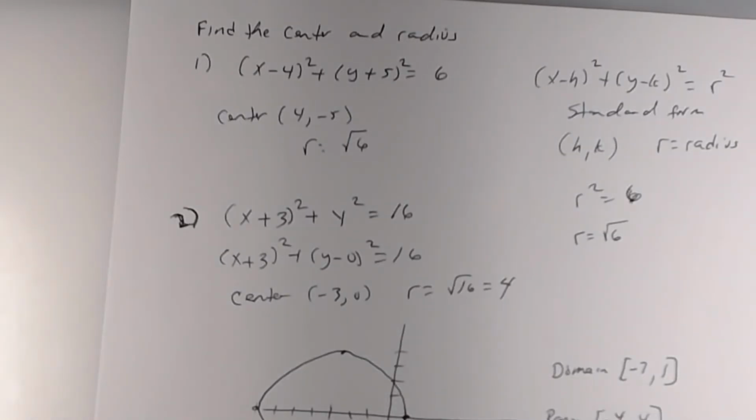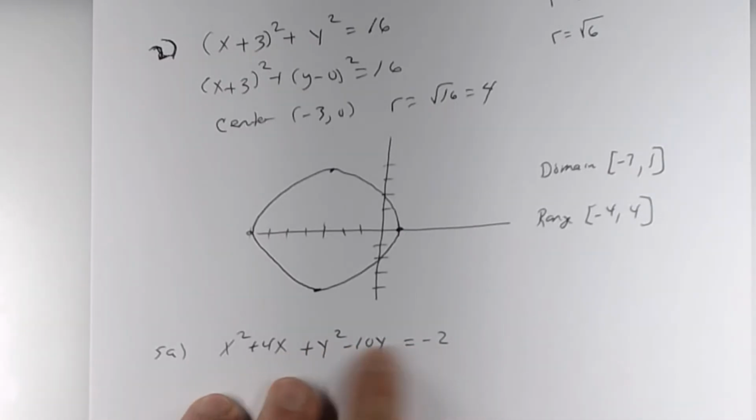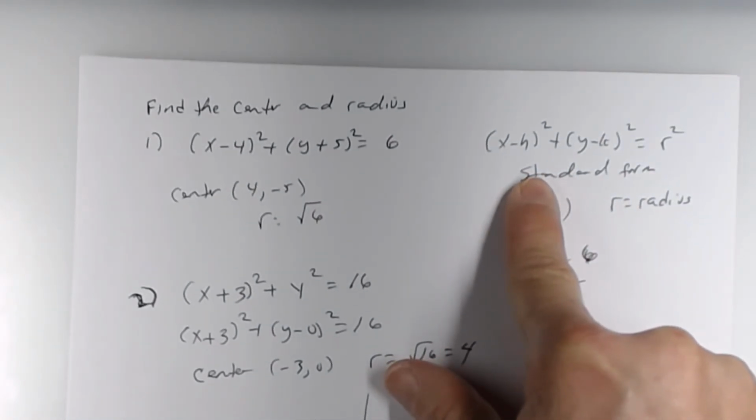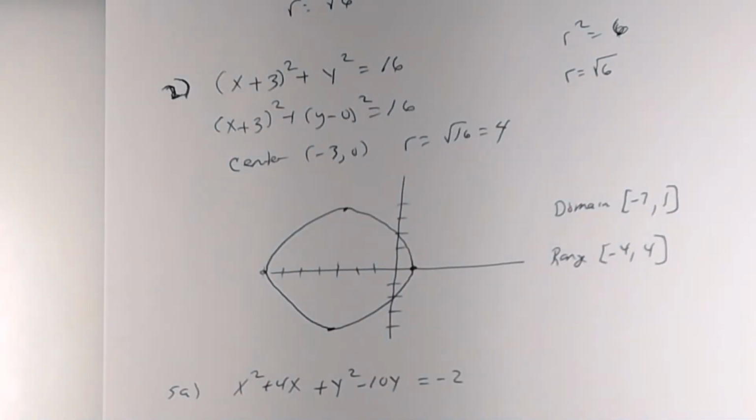So if I want to get this right here to look like this, I've got to complete the square. That's what I have to do. All right. So the process is not difficult. It's fairly easy because you already know how to complete the square. Let's do that.